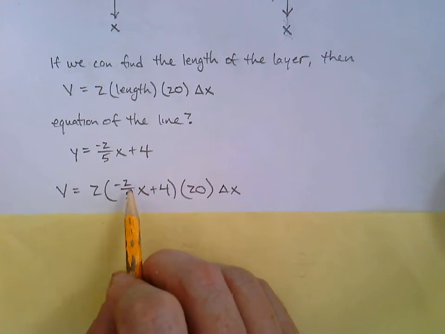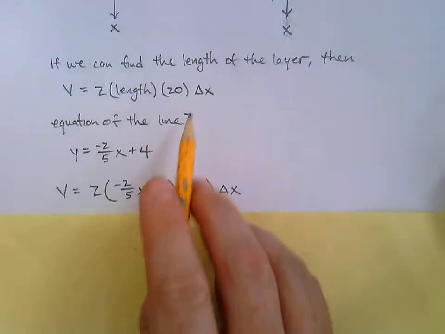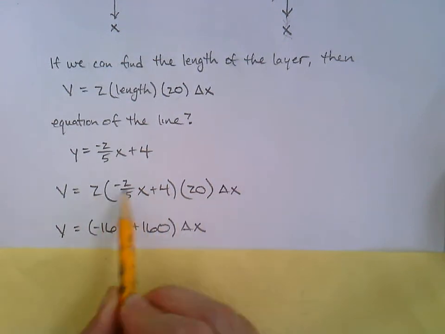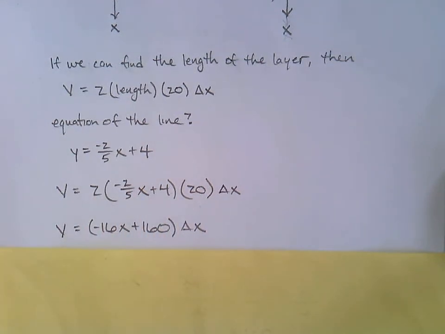Volume equals 2 times negative 2 fifths x plus 4 times 20 times delta x. Let's simplify that. Volume equals, and I just distributed the 2 and the 20 in here, negative 16x plus 160 delta x. So really what's going on, that negative 16x plus 160 describes the area of the rectangle of any given layer, and then the little bit of thickness gives the volume.